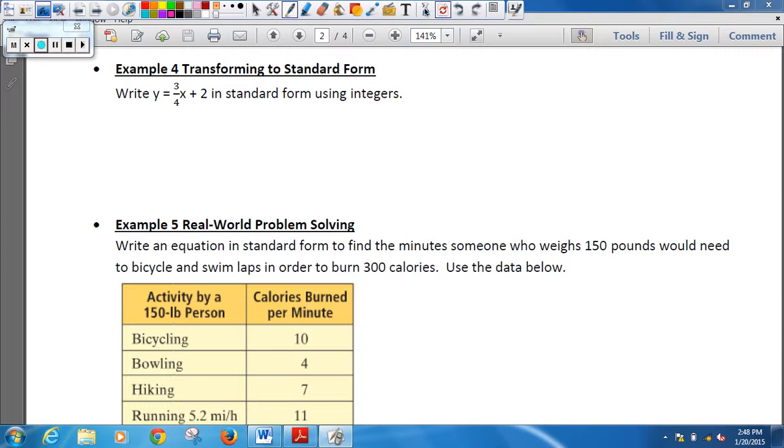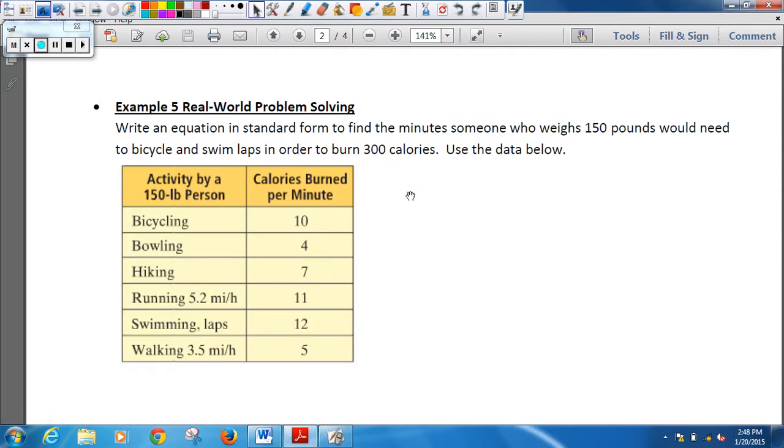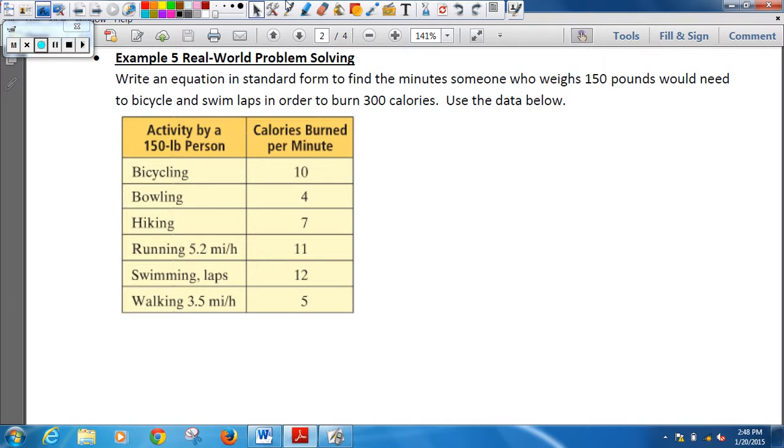Example number 5 is our real world problem here. It says write an equation in standard form to find the minutes someone who weighs 150 pounds would need to bicycle and swim laps in order to burn 300 calories.